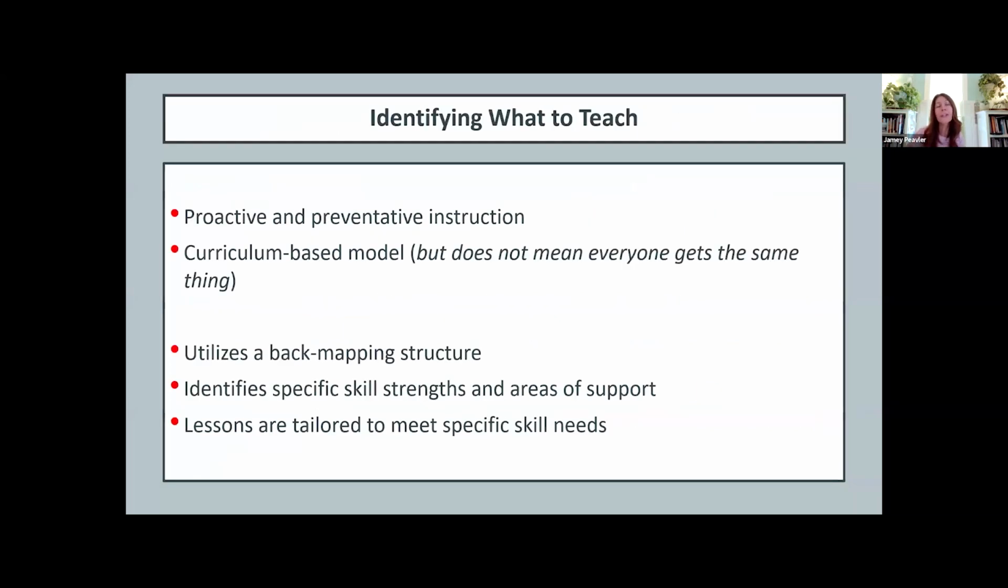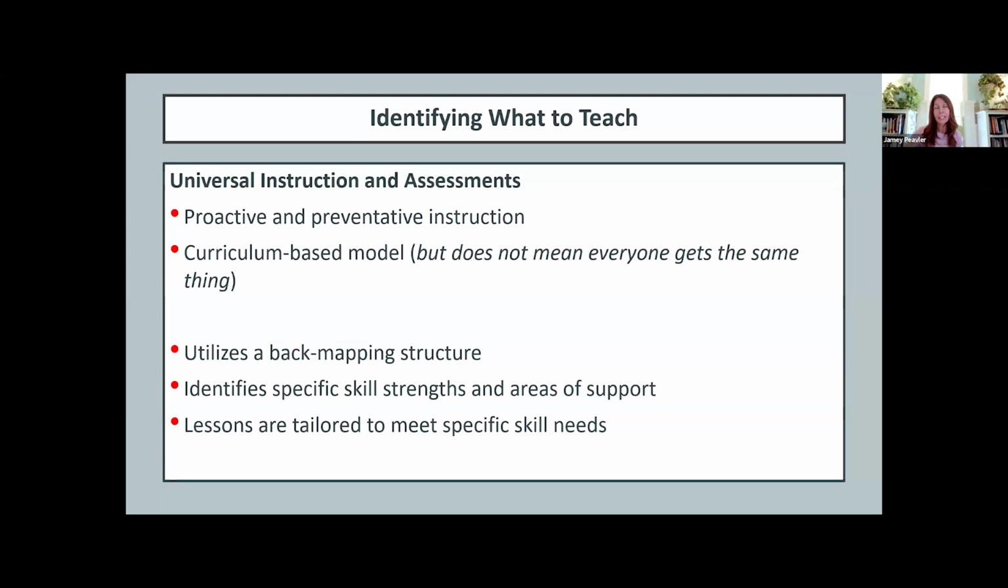So if these are our goals, what then are we going to use to meet these goals? Well, we're going to use our universal instruction and our universal screener to take more of a proactive and preventative approach. So our universal instruction is really that curriculum-based model. And that curriculum-based model should have a backwards design structure of figuring out what is it that we want students to be able to do and how will we get there. So a well-designed universal instruction resource block curriculum is going to be designed with that, again, proactive and preventative model. Our universal assessment should do the same thing.